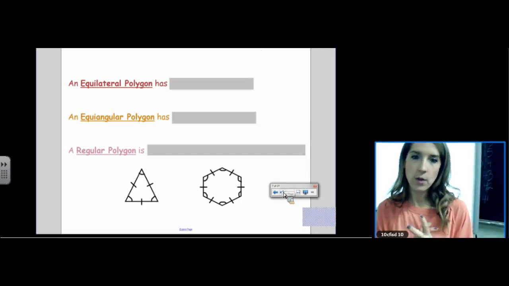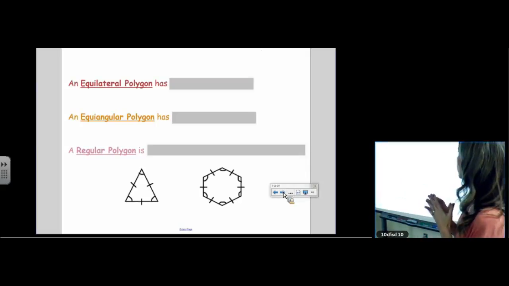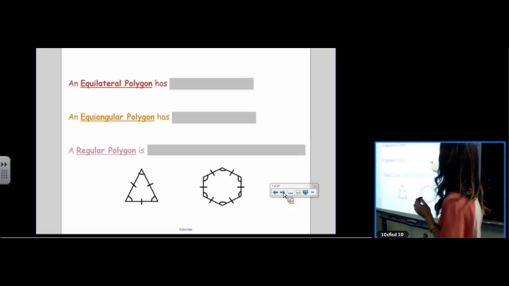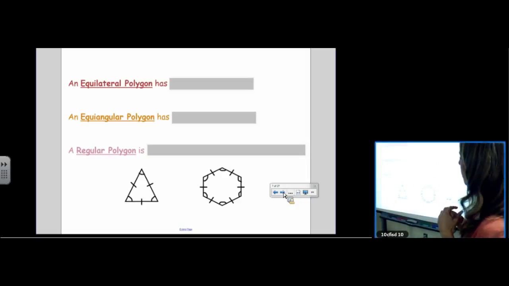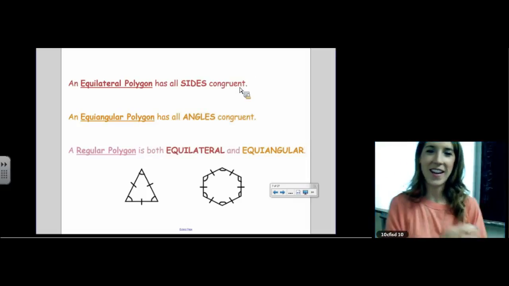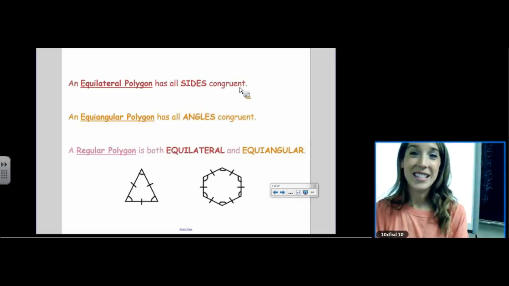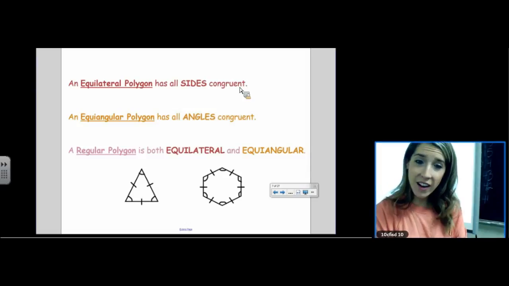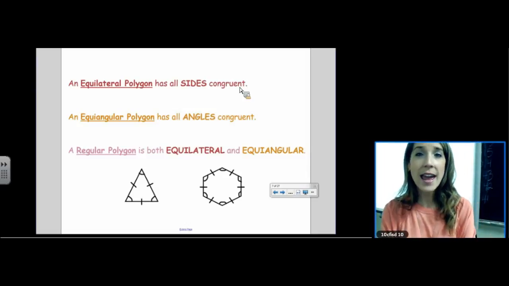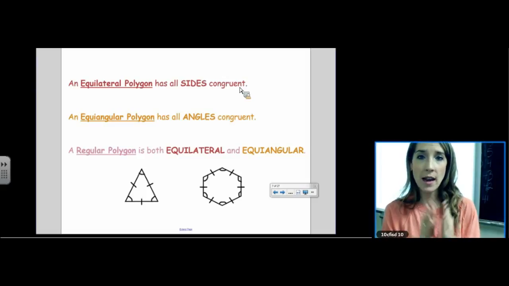Once again, we already went over this, so quick review. Equilateral polygon: all sides congruent. Equiangular polygon: all angles congruent. So, equilateral, sides congruent. Equiangular, angles congruent. And then if it's both equilateral and equiangular, we call it a regular polygon.